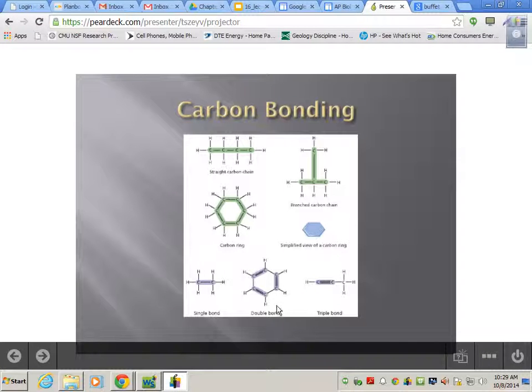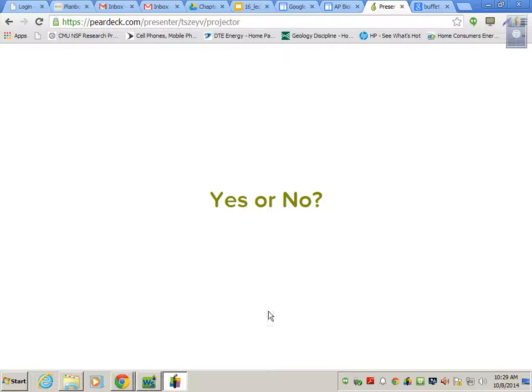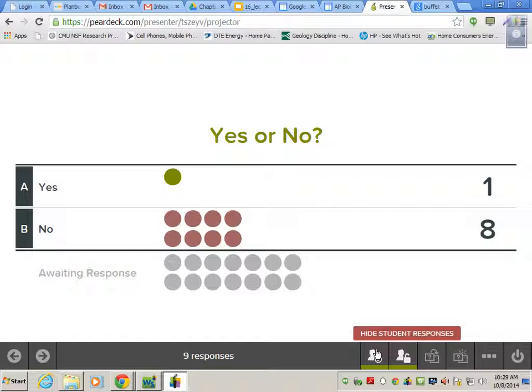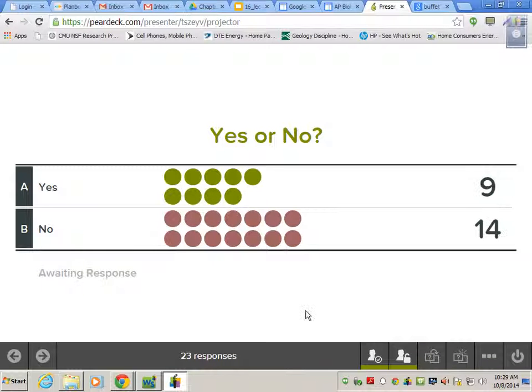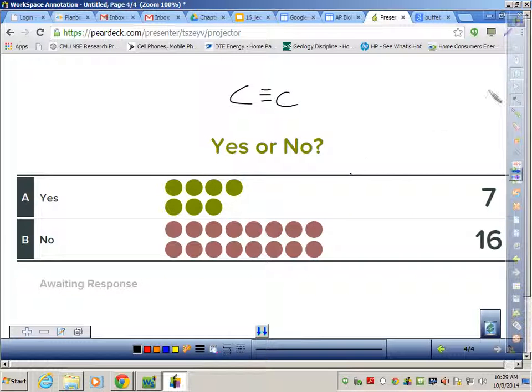Carbon can have a single bond. It can have a double bond. It can have a triple bond. Let me just ask you the question: can carbon ever have a quadruple bond? Five, four, three, two, one. There's 23 of you. That means I should see 23 answers. So what you're telling me is carbon can do this. Can that ever happen? No. You guys need to know that. C2. C2 is not real. It doesn't happen. On paper, it can happen, but in the real world, it does not happen.